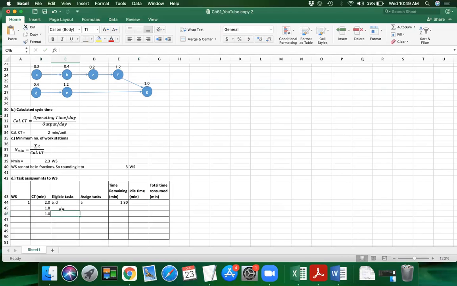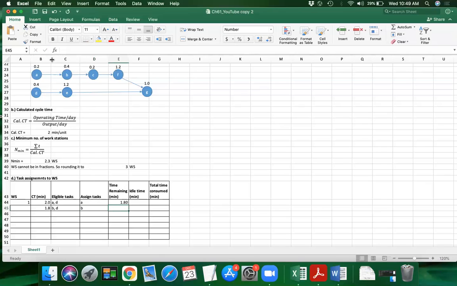And then I need to go here and do the next task assignment. So A is already assigned, so that means B is eligible as well to be assigned, and D is already eligible because it does not have any preceding task. So here eligible tasks are B, comma D. Which task am I going to assign? Well, let's do rule number 1 first. B has 3 followers and D has only 2. So rule number 1 says that whichever has more followers, go with that one. So we'll assign B here.